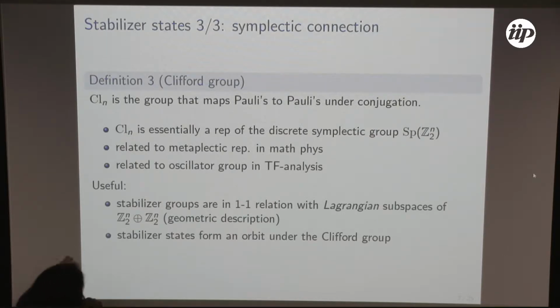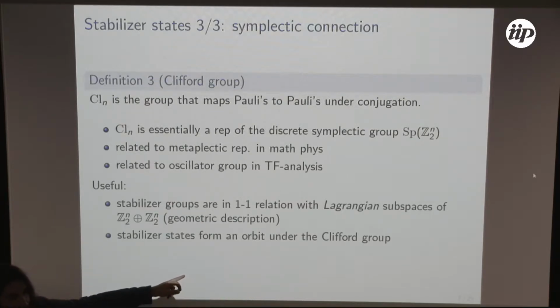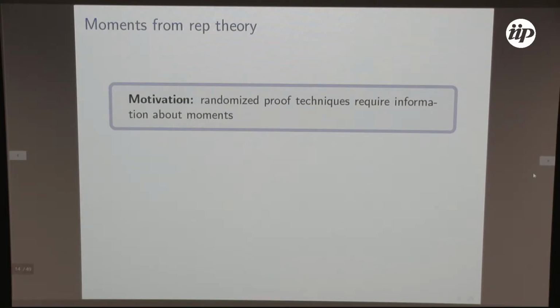And the Clifford group, acting on this, is actually the symmetry group of these Lagrangian subspaces. So it maps Lagrangian subspaces onto Lagrangian subspaces, which in turn implies that stabilizer states themselves form an orbit of the Clifford group. So the Clifford group is the symmetry group of all stabilizer states. Okay, those are the orbits that we are interested in.